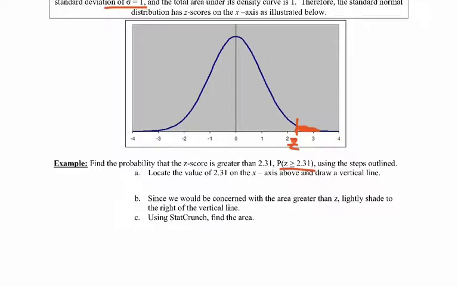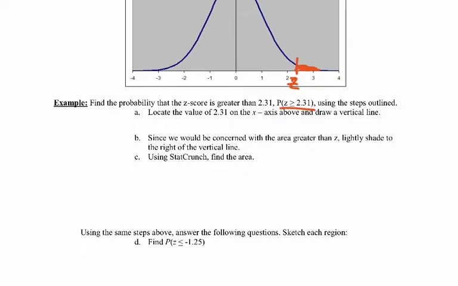So in StatCrunch, it's the same procedure we've been using. You're still going to go to your normal distribution. So you're going to go to Stat, and then Calculator, and select Normal. You're going to click on Standard. The only difference is that your mean is going to be 0, and your standard deviation is going to be 1.